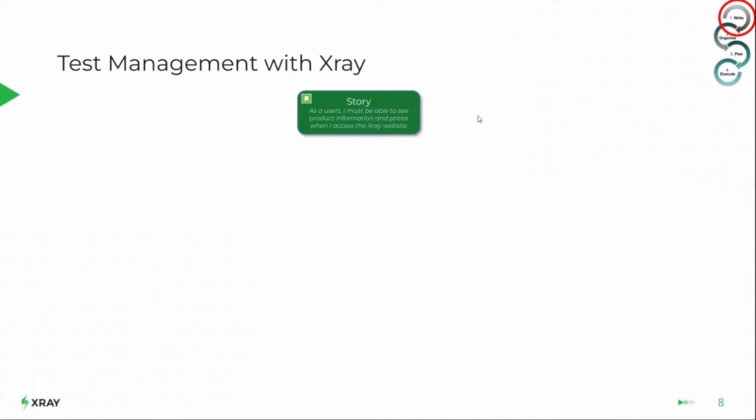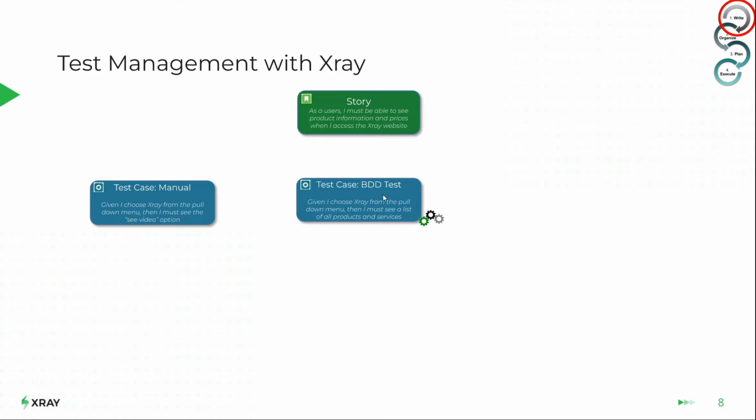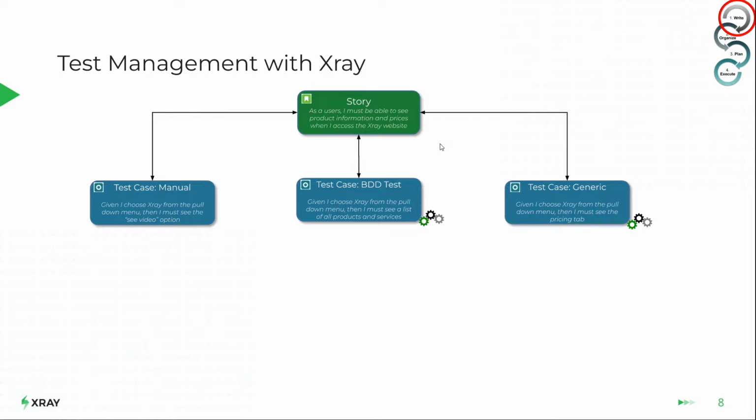And for this, I'll be using my demo instance where I have a story, which basically is a requirement where a user must be able to view product and pricing information in our Xray website. And I will be testing this requirement or story with three types of tests: a manual test case, a BDD test case, which I will automate, and also a generic instructor type of test, also an automated test. Now, all of these are linked to the story using standard Jira link issues.